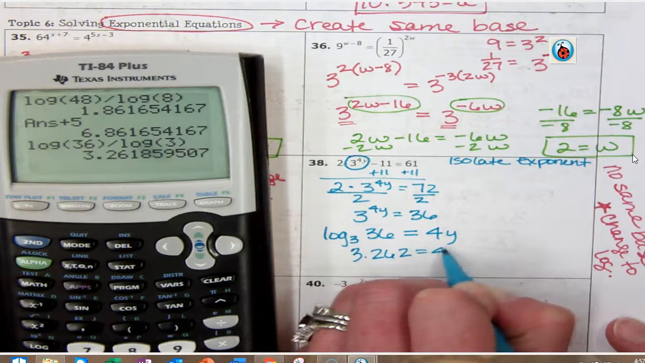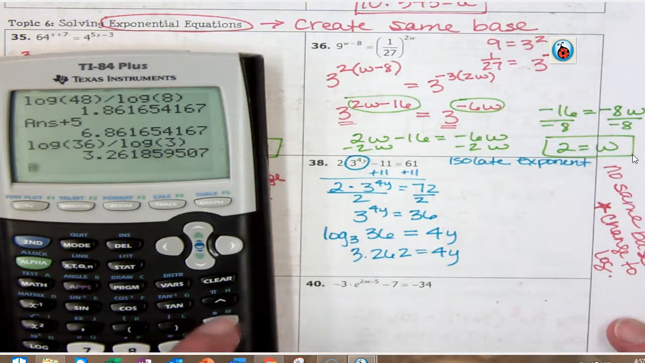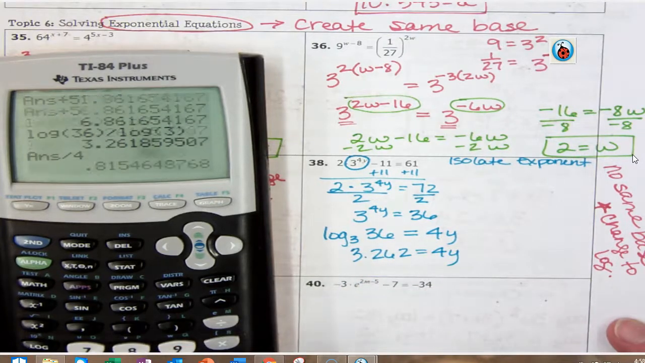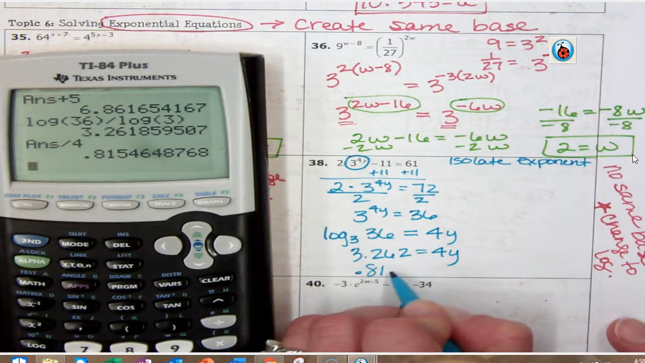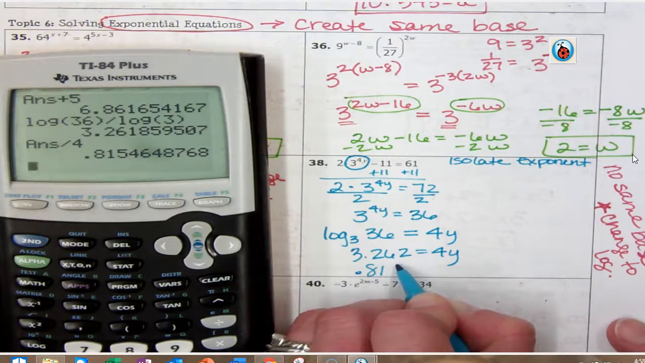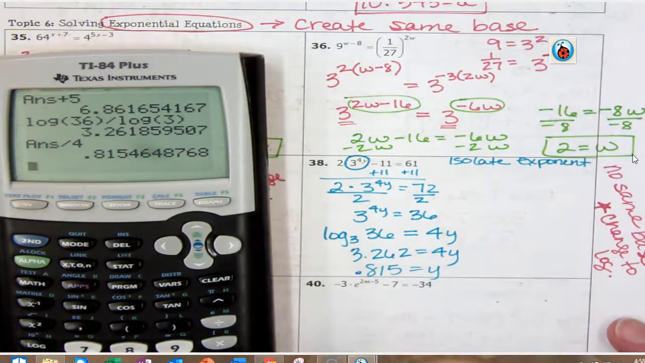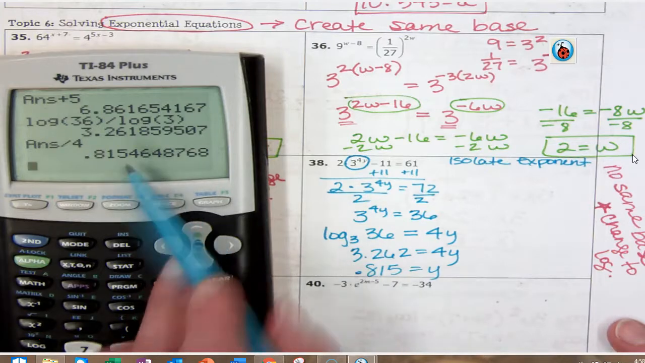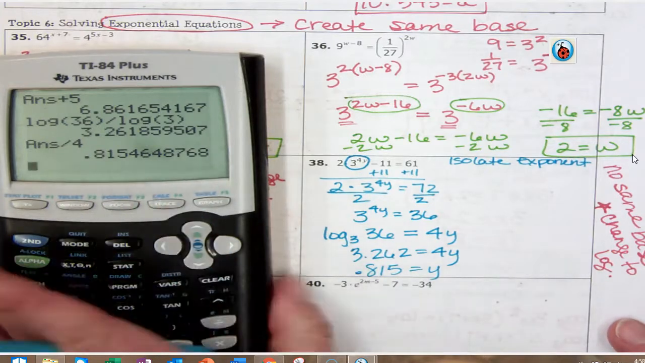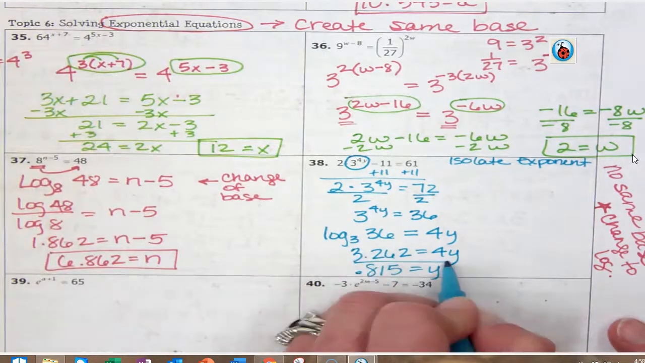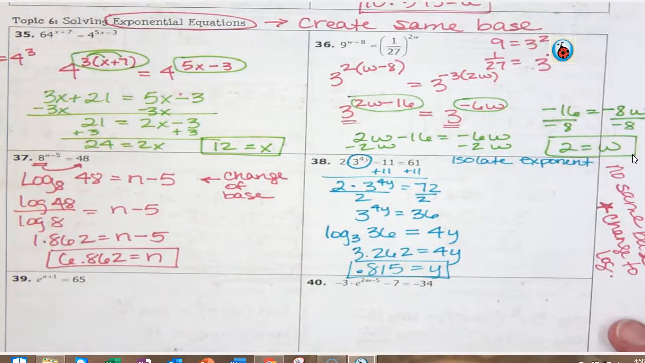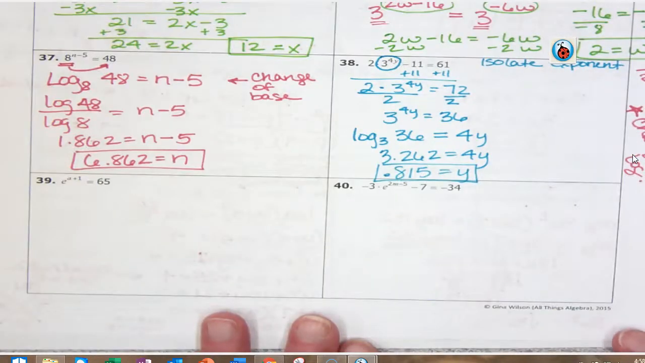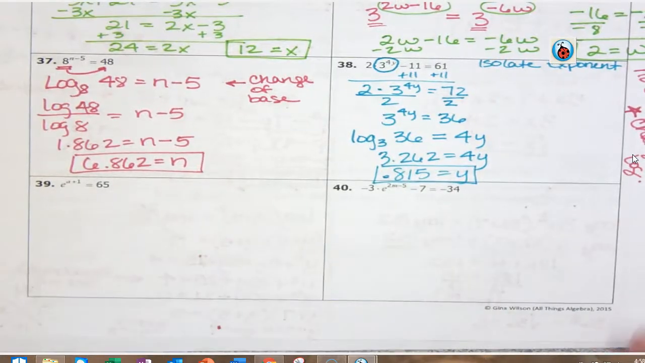3.262 equals 4y. Divide both sides by 4. 0.8115. Alright, this 4 makes that a 5, even though that's 6. Just don't overthink it. And there you have it. And then these are the same with natural logs. Same type of idea. Alright.